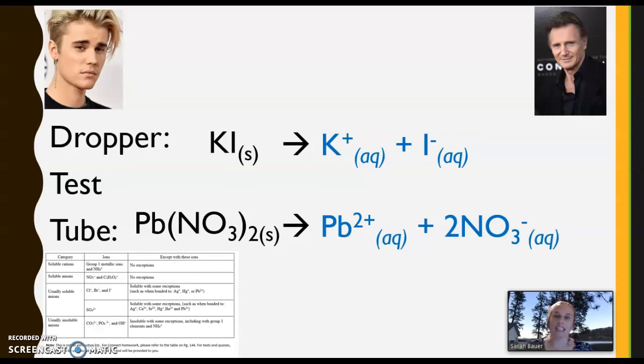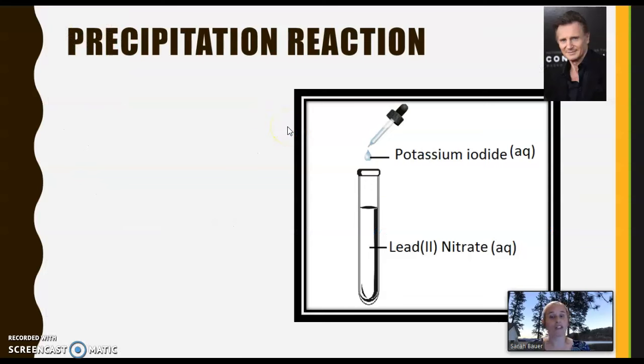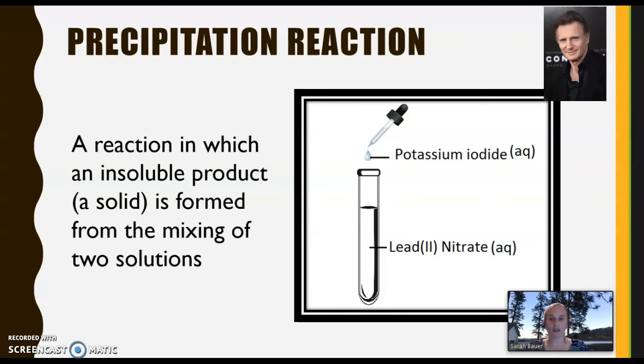But the truth is that these ions really are electrostatically so much more attracted to each other than they are to the other ions or the water, that they come together and they form the salt, the lead iodide, which happens to be a yellow solid, giving us that really cool color that we saw when clear plus clear makes yellow. So what we're looking at is called a precipitation reaction, or as I like to call them, a Liam Neeson reaction.